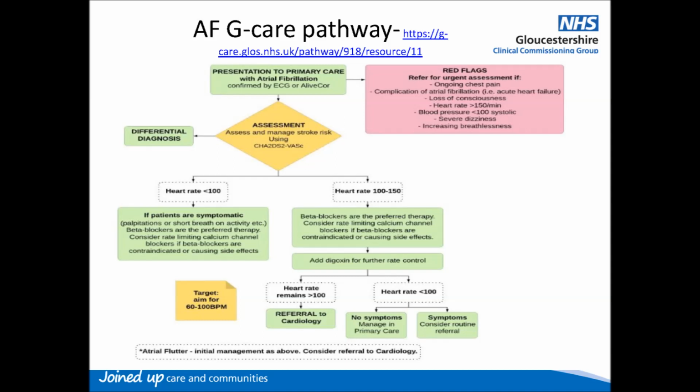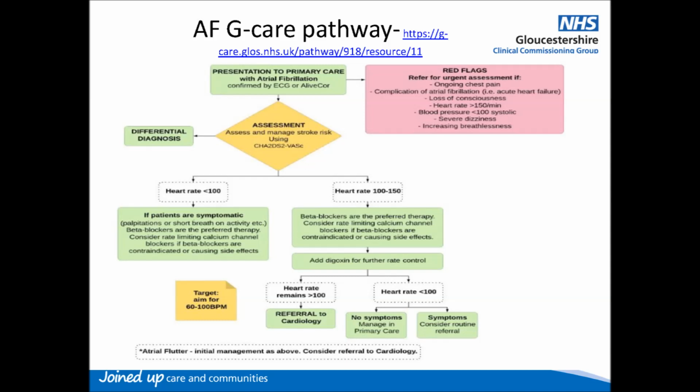In patients whose heart rate is less than 100 beats per minute, but who are symptomatic, for instance, they may be breathless on exertion or have palpitations, then again, I would consider using a beta blocker as first-line therapy. We do, at times, albeit rarely, use the combination of beta blockers and rate-limiting calcium channel blockers together, but you must be very cautious, as this combination can, in some patients, precipitate heart failure.